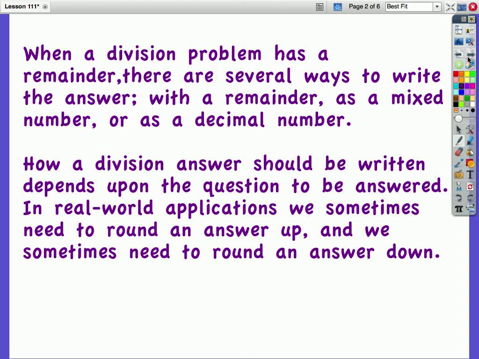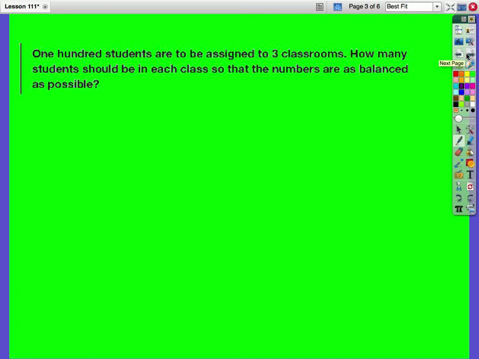In a real-world application, we sometimes need to round an answer up, and we sometimes need to round an answer down. So we're going to look at some division problems today. We're going to figure out if we're going to have to round, and how we need our remainder. So the first example says 100 students are to be assigned to 3 classrooms. How many students should be in each class so the numbers are as balanced as possible?